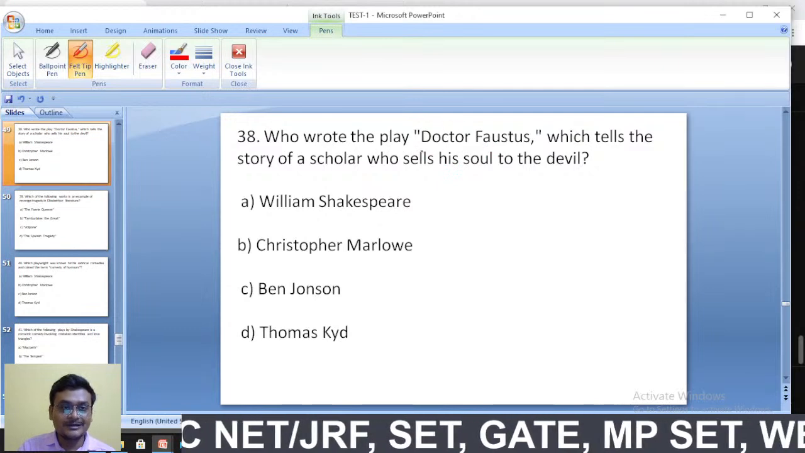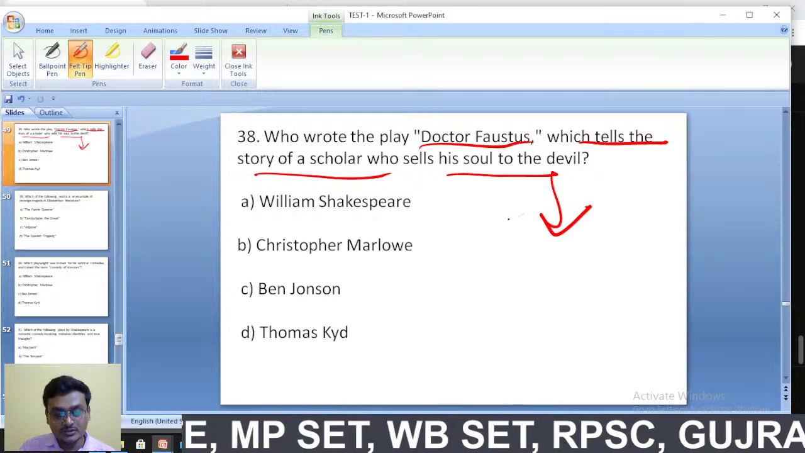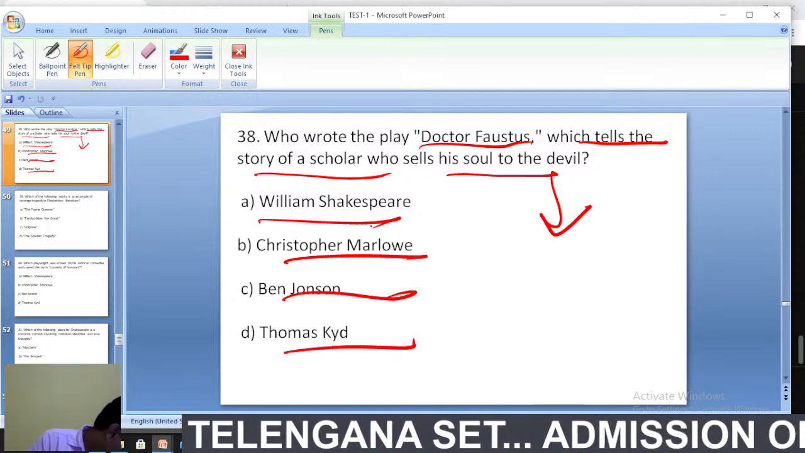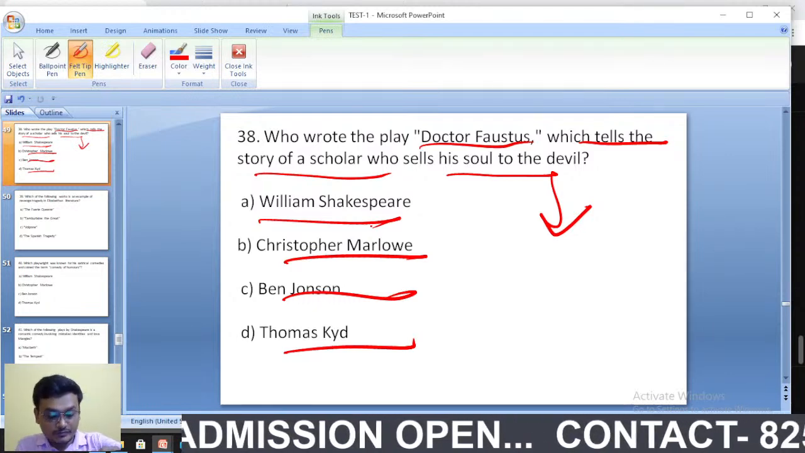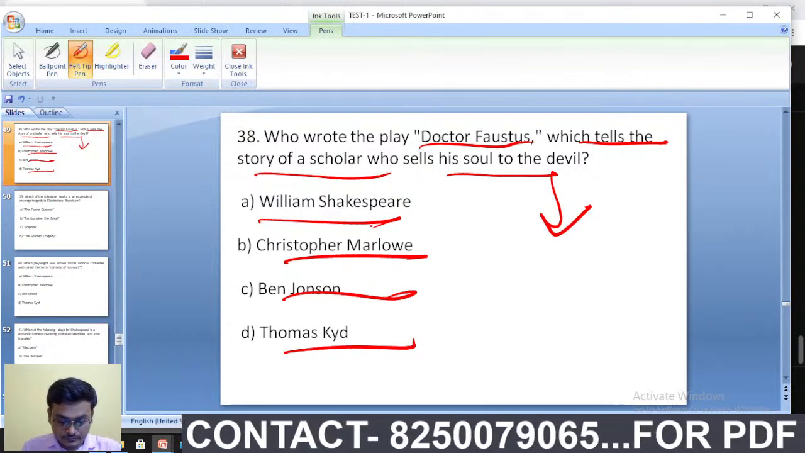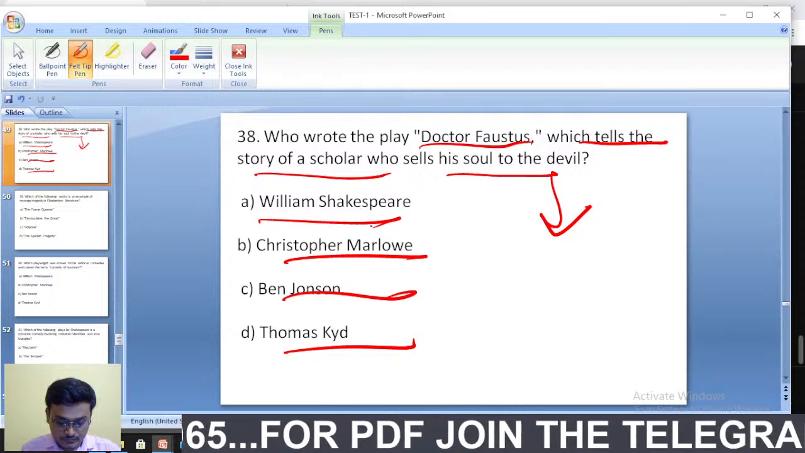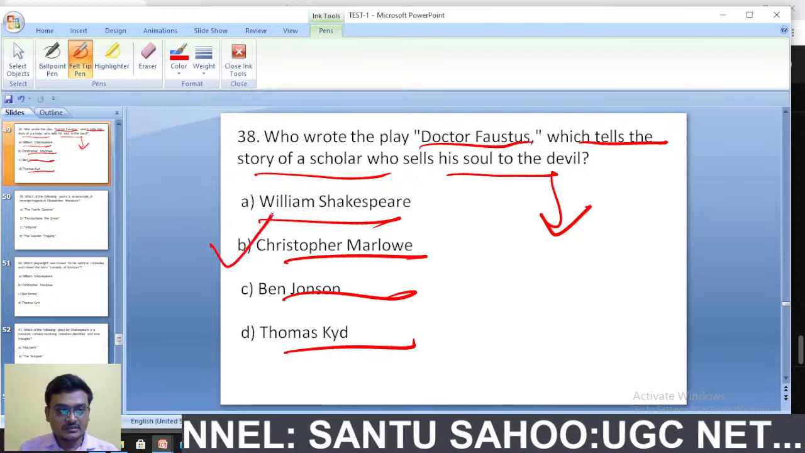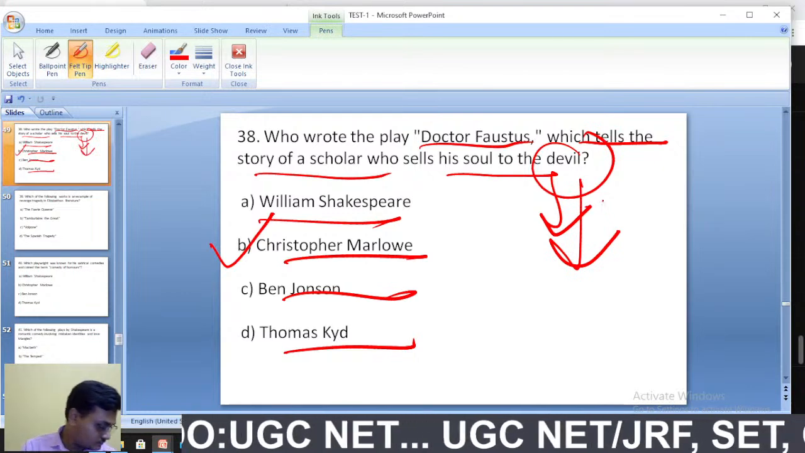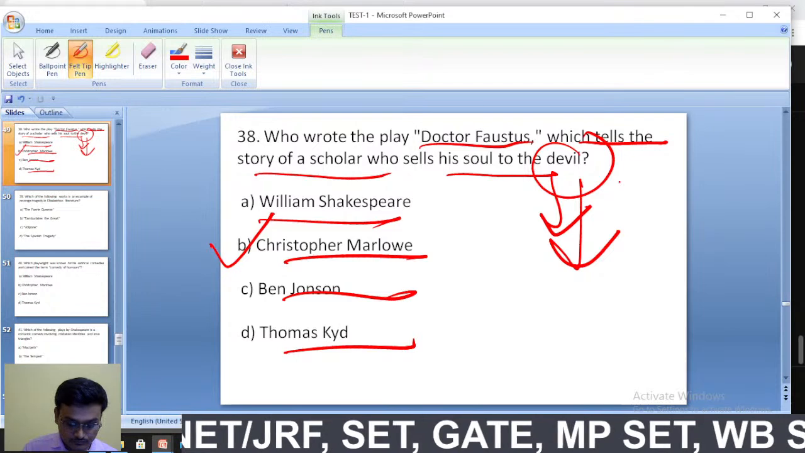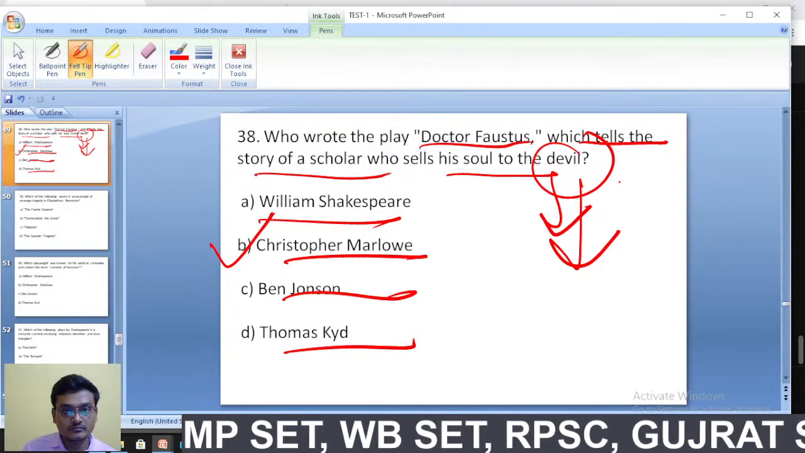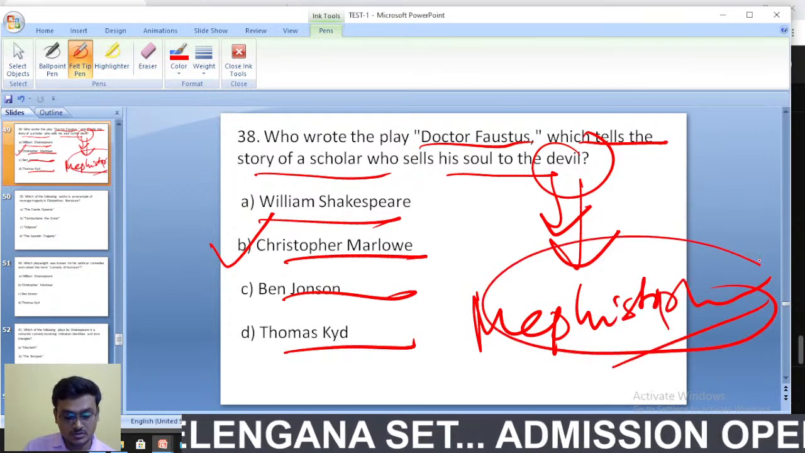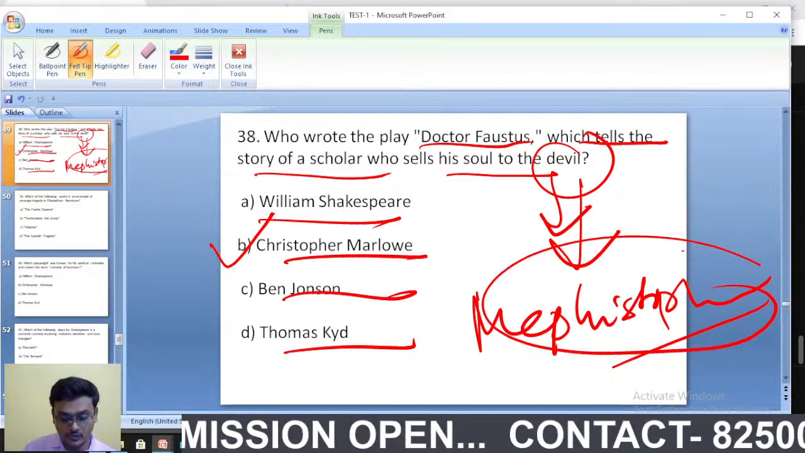Okay. Next question. Who wrote the play Dr. Faustus, which tells the story of a scholar who sells his soul to the devil? Shakespeare, Marlowe, Ben Jonson, or Thomas Kyd? Exactly, everyone. Christopher Marlowe. And who is the devil here? Mephistopheles. The agent was Mephistopheles.